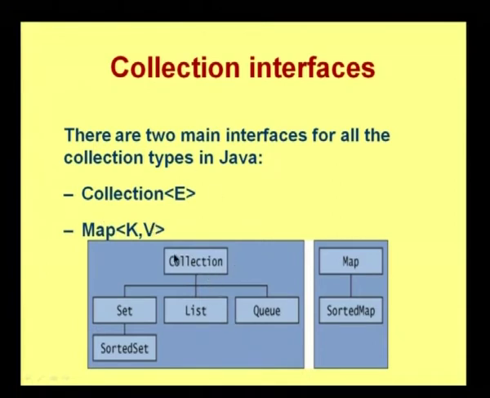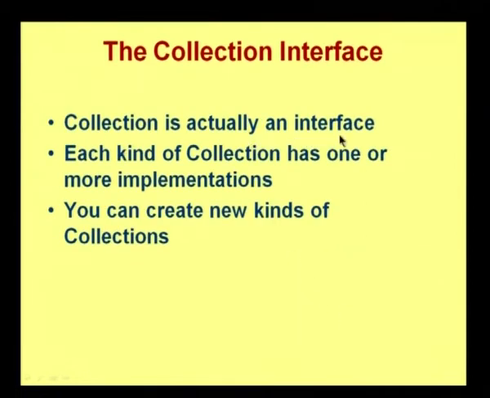You can see that collection is the base interface, and from that interface I have extended interfaces: set, list, queue, and in set I specifically have sorted set. Other than this, for map I have sorted map. Collection is actually an interface. Each kind of collection has one or more implementations. You can create new kinds of collection. So, users can create their own new type of collection. That is an advantage of Java. It is open source, so you can keep on creating your own collections based on already available interfaces as well as classes.